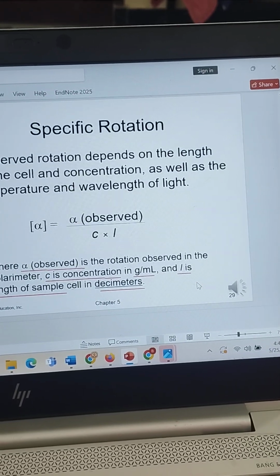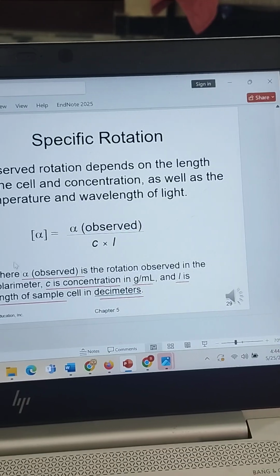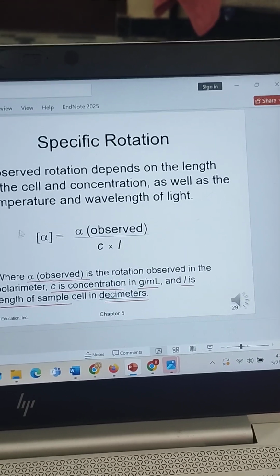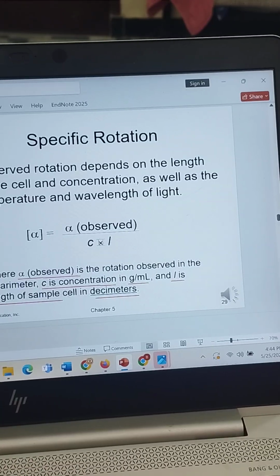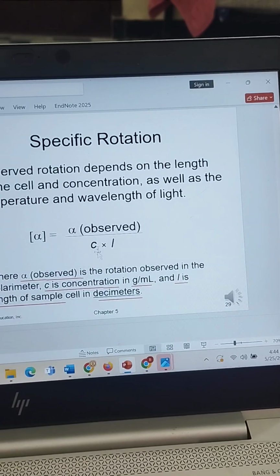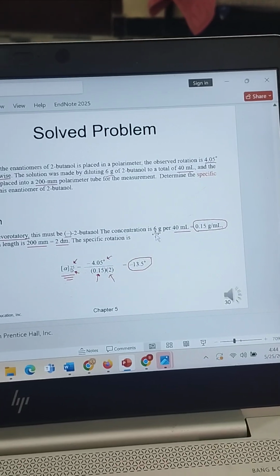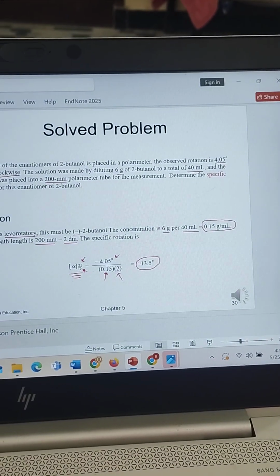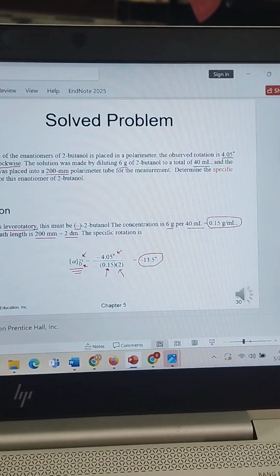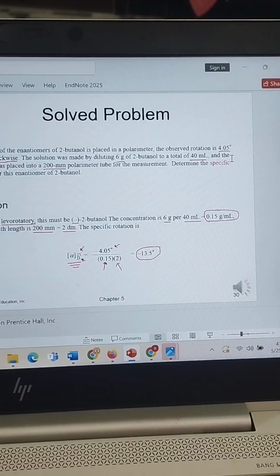So this is about the specific rotation formula. Alpha is the observed rotation, like in which direction the light is rotated, this is the concentration of the sample, and this is the length of the polarimeter. So here is a numerical, just try to solve it. If you find any difficulty, then you can ask me. So I will give an overview.